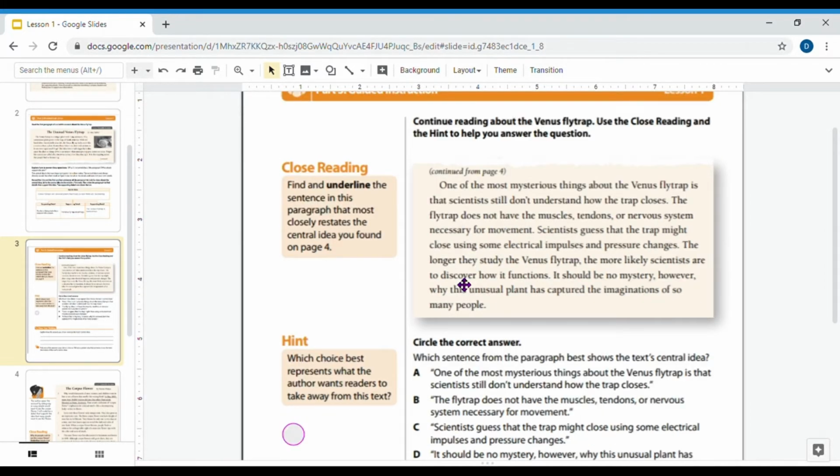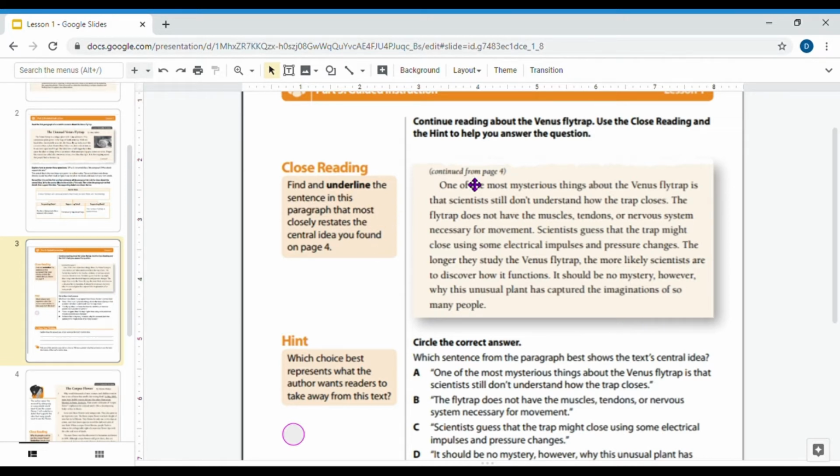One of the most mysterious things about the Venus flytrap is that scientists still don't understand how the trap closes. The flytrap does not have the muscles, tendons, or nervous system necessary for movement. Scientists guess that the trap might close using some electrical impulses and pressure changes. The longer they study the Venus flytrap, the more likely scientists are to discover how it functions. It should be no mystery, however, why this unusual plant has captured the imaginations of so many people.